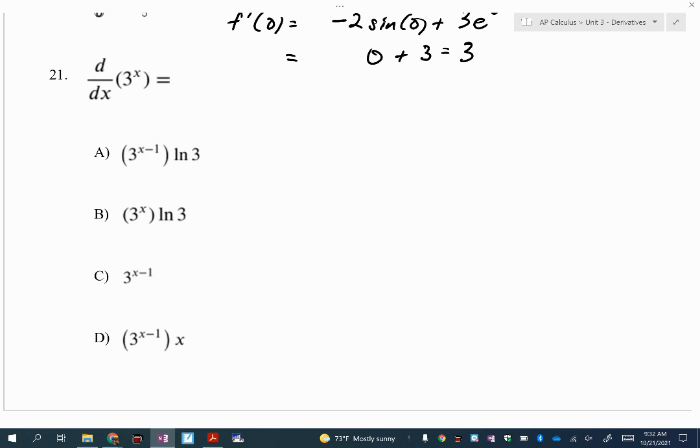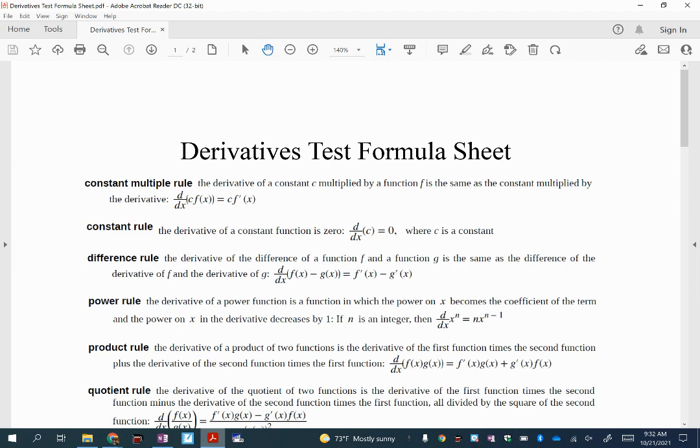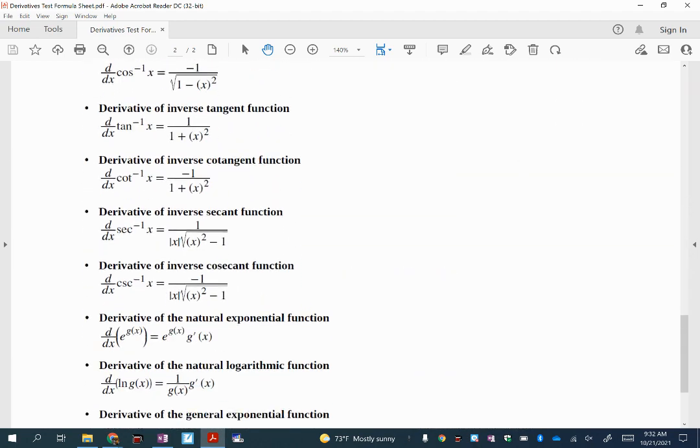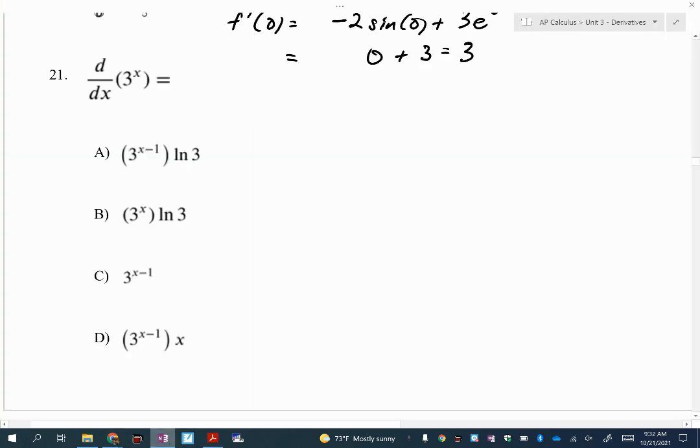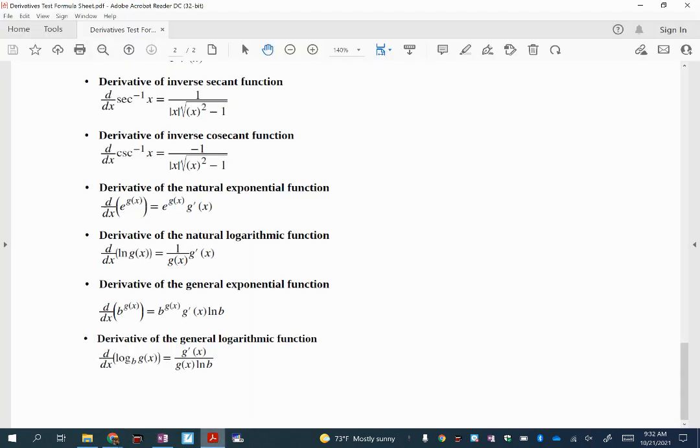functions or logarithmic functions. So if you go to the formula sheet that you'll have for the test, you'll notice kind of near the very end, the last four are derivatives of your natural exponential function, your natural logarithmic function, and then your general exponential function and your general log function. So the one we're doing here in 21 is actually going to be the general exponential function. All right, I'll write down that formula.